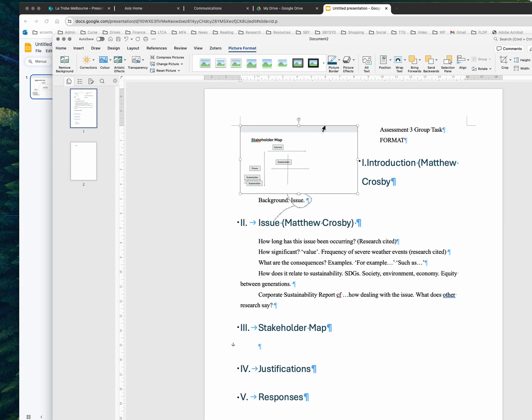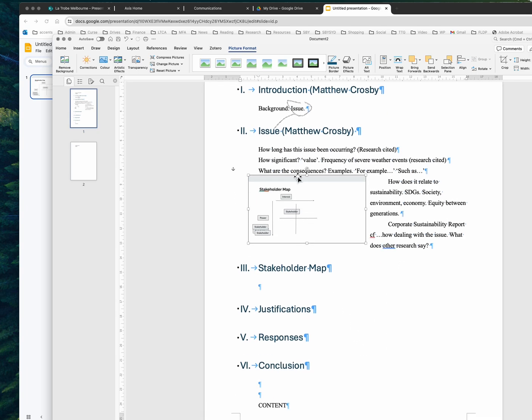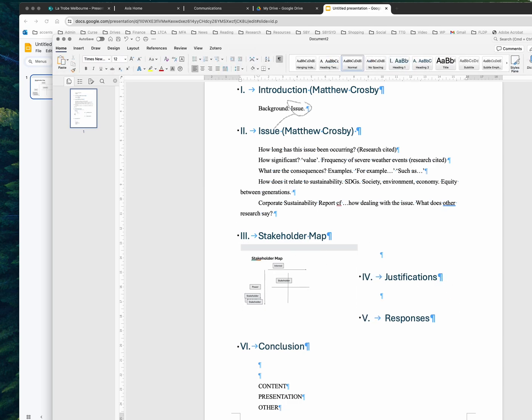And you see it means that I can drag this and wrap text around it. It means that you're able to maximize the space that you're using in your document. Okay, so then of course we've got to look at what the justifications are.